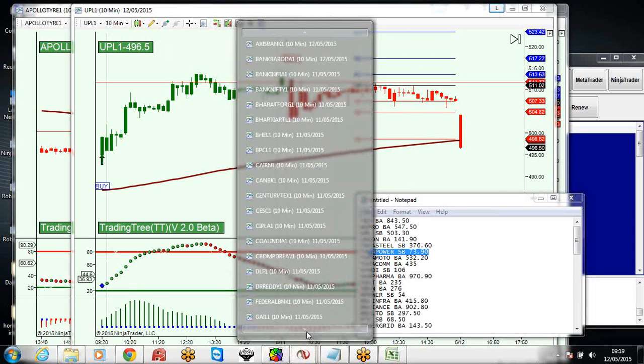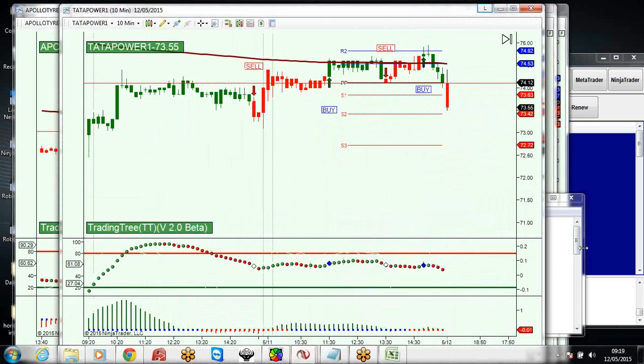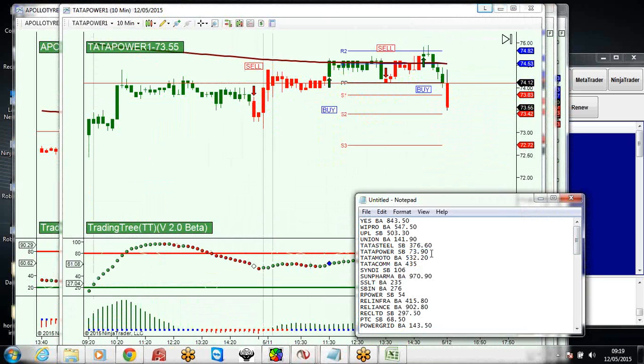So you can actually decide all the prices that you want to trade either on the buy side or the sell side before the market opens. That is the advantage what you have. So let's start Tata Power. You can just see that I had a short at 73.90. Now it is at 73.55.